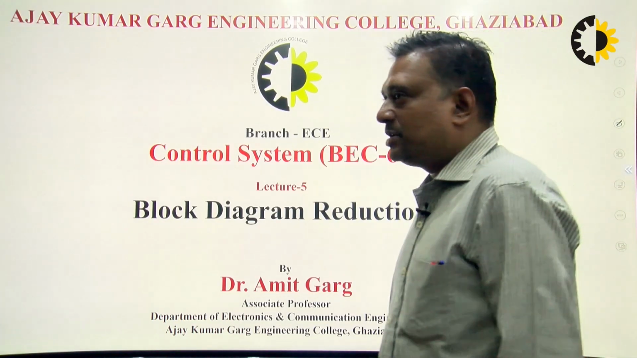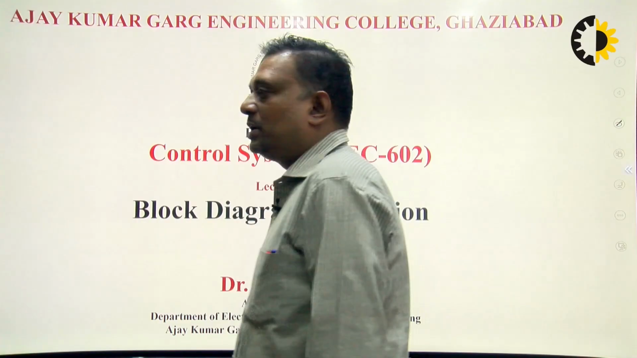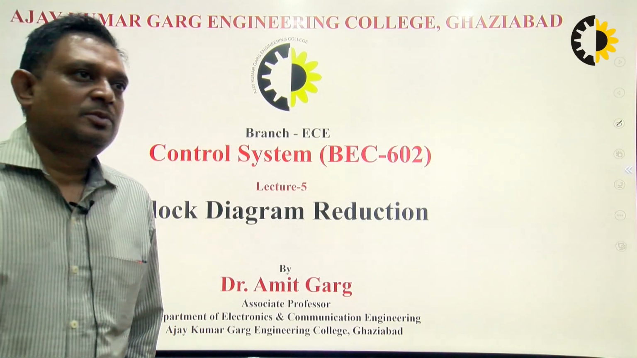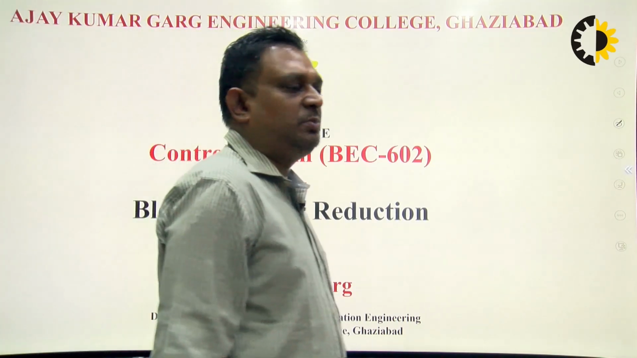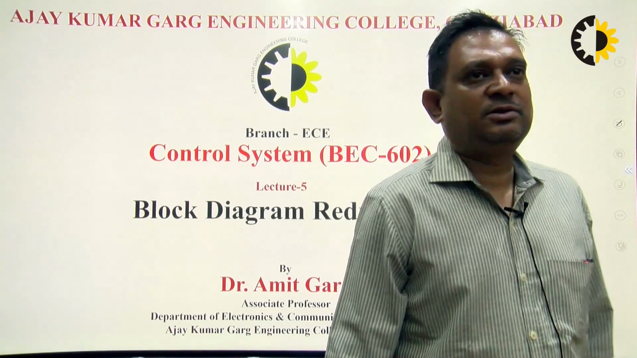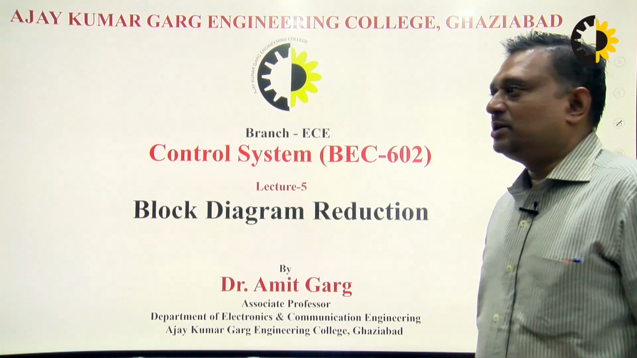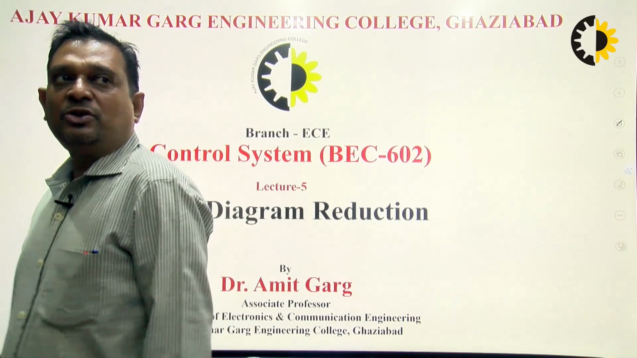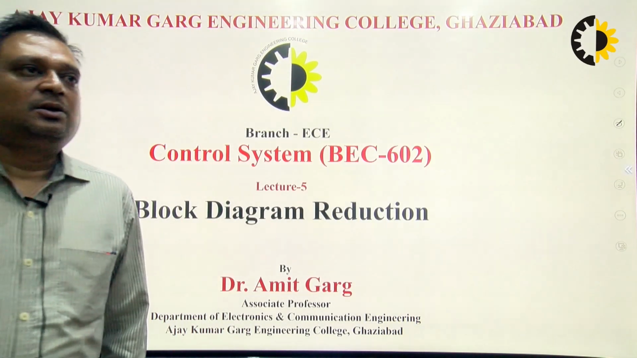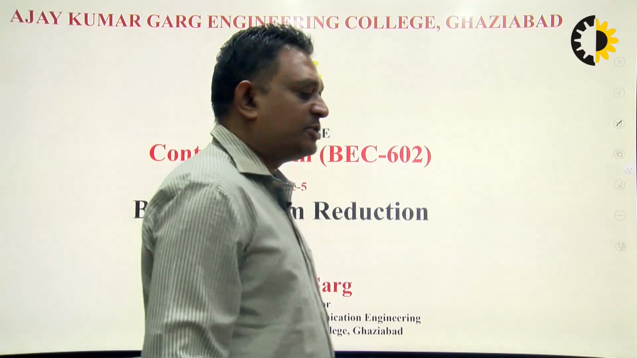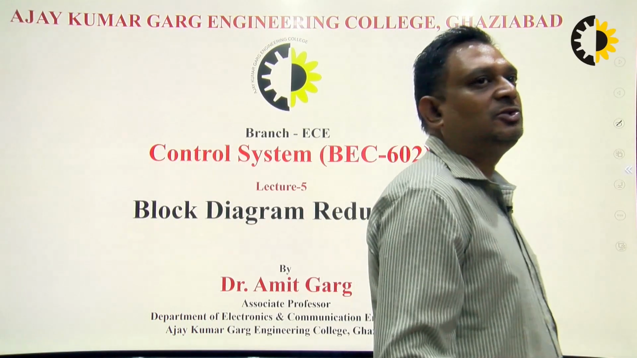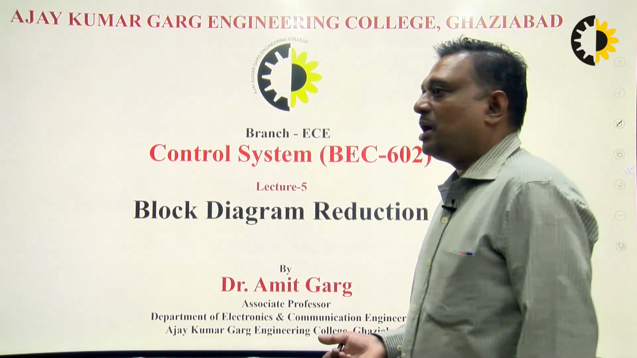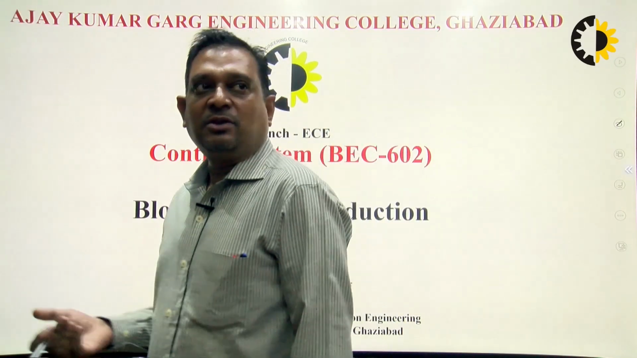So block diagram reduction is basically a technique by which we can find out the overall transfer function of a complicated system. Whenever there is a plant or a system which is a bit complicated, that system is represented by the combination of various subsystems, and it is also possible that those subsystems are themselves composed of various subsystems. This is how a complicated system works.